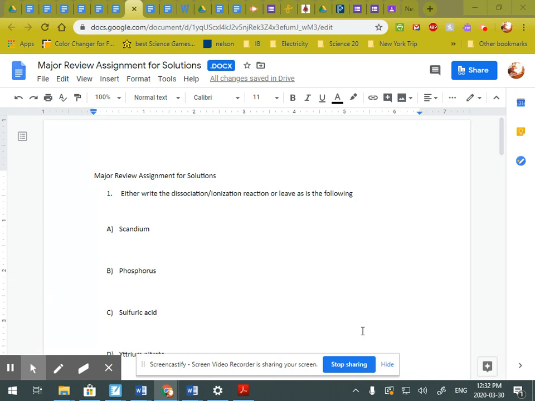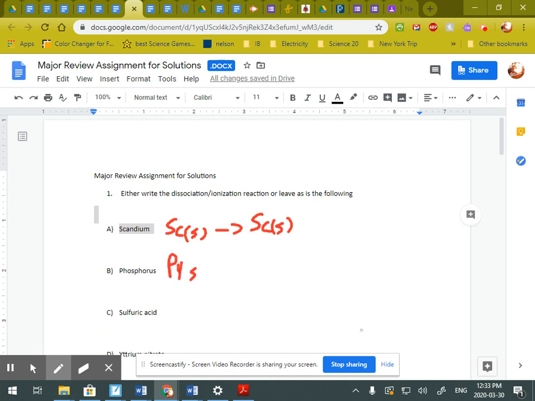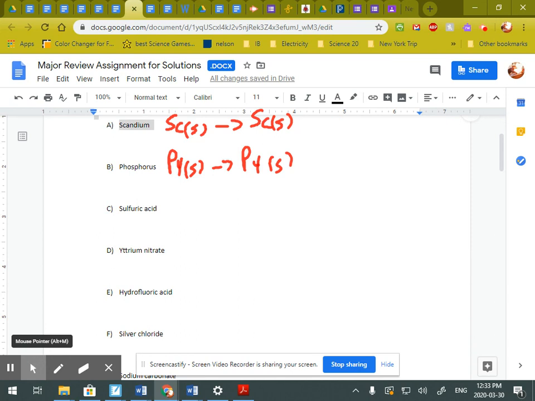Scandium, what happens when you put that in water? Scandium is an element in water. Okay, here we go. In water, elements don't change from whatever they are to start with. Okay, then we have phosphorus. Phosphorus is an element. When it's put in water, it stays exactly the same. Okay, next we have sulfuric acid.